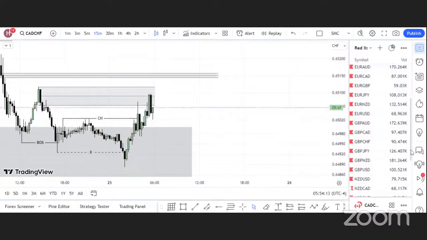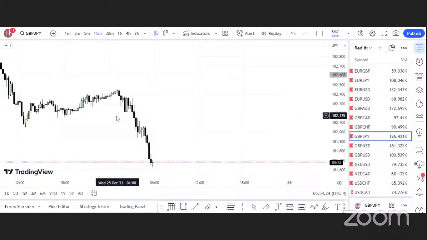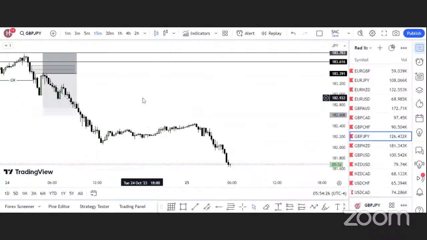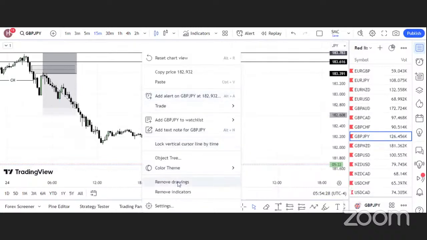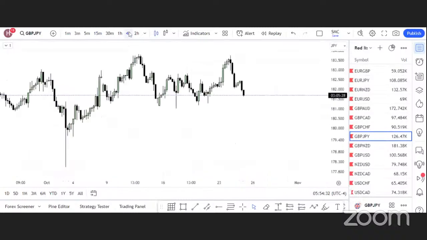All right. Okay, so let's do GBP JPY, then we will move to BTC USDT. I just hope we get the time to finish on time. All right, so let's go to the 4 hour time frame.